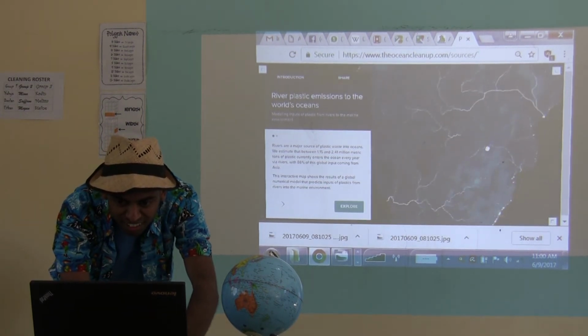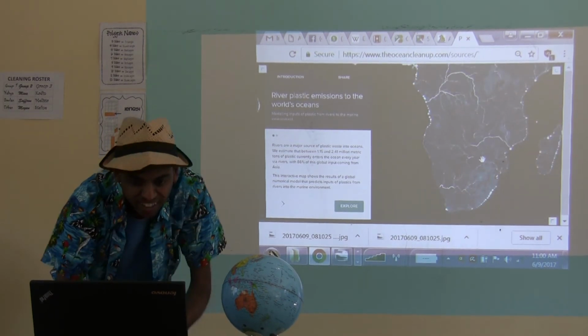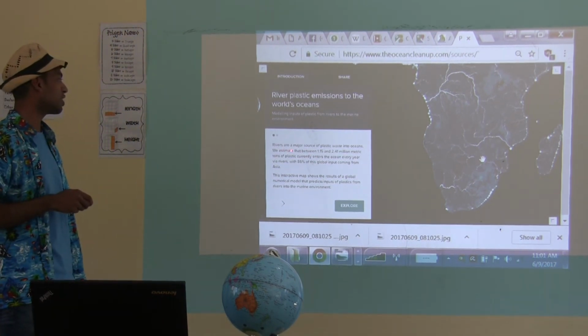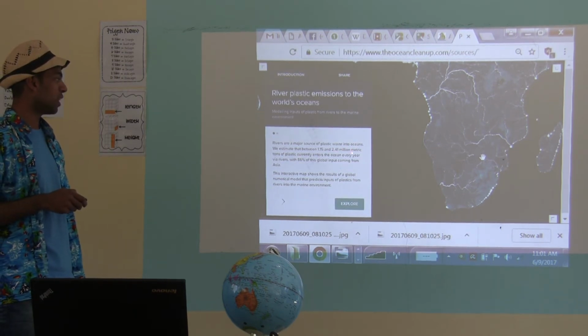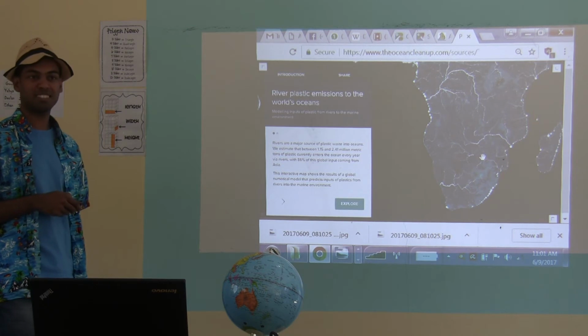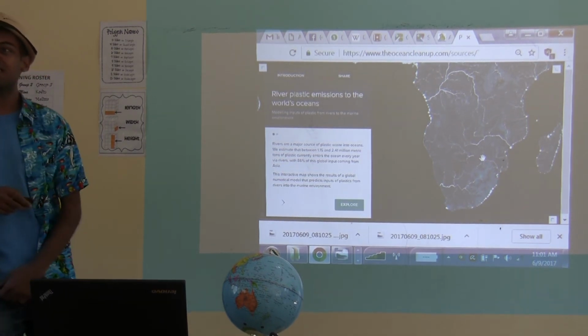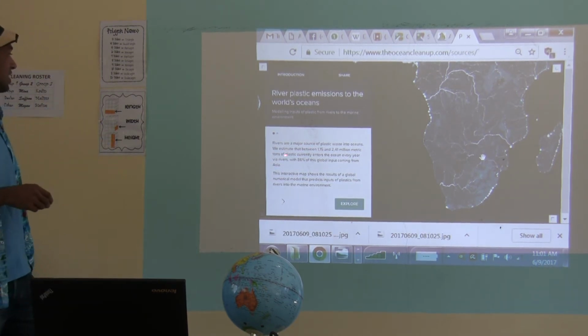And then, see how many rivers there are. Okay? And this, if you can read, it's quite small here. It says rivers are a major source of plastic waste into the ocean. An estimated 1 to 2 million metric tons of plastic go from river to the ocean. Yes, that's what this research is about.